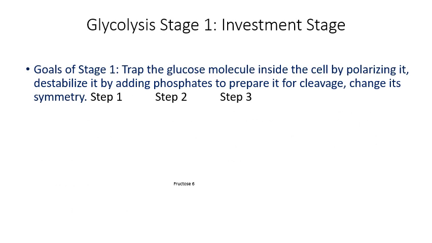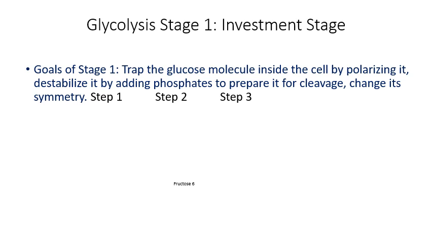Glycolysis stage 1 is the investment stage. The cell makes an investment of energy in the steps of this stage, uses up energy. The goals of this stage are to trap the glucose molecule inside the cell by polarizing it by adding a phosphoryl group. It will also be destabilized by these same phosphoryl groups in order to prepare it to react for cleavage. And we're also in this stage going to change its symmetry.